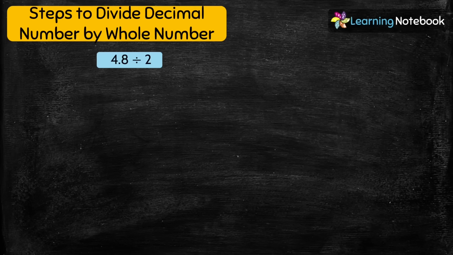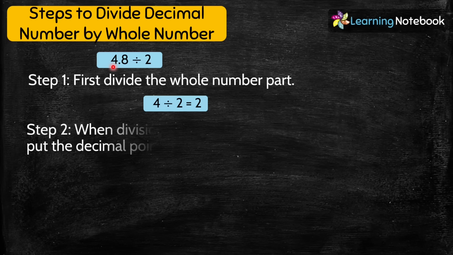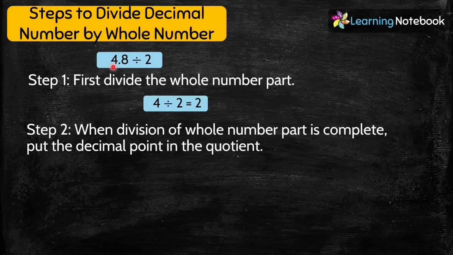Divide 4.8 by 2. So in step 1, first divide the whole number part. So whole number part in 4.8 is 4. So first we will divide 4 by 2, which is equals to 2. Now in step 2, when division of whole number part is complete, put a decimal point in the quotient. So we got the quotient as 2. So let's put a decimal point after this. So we get 2 point.